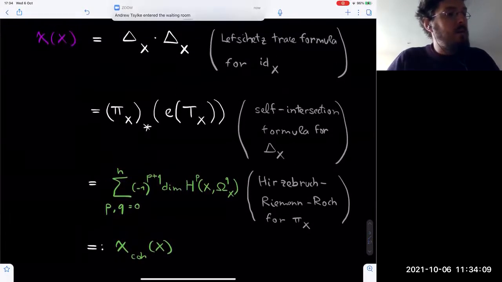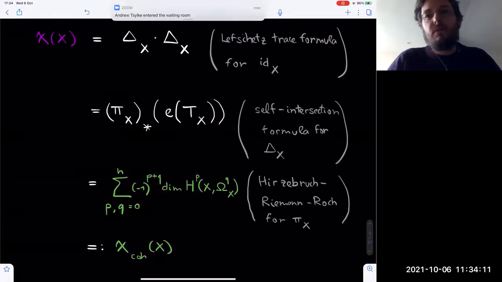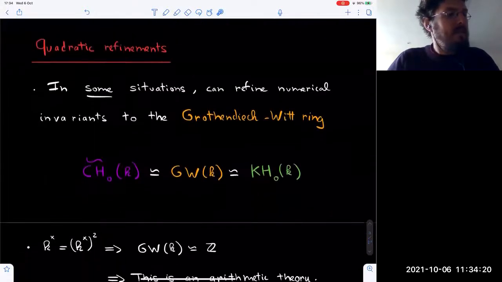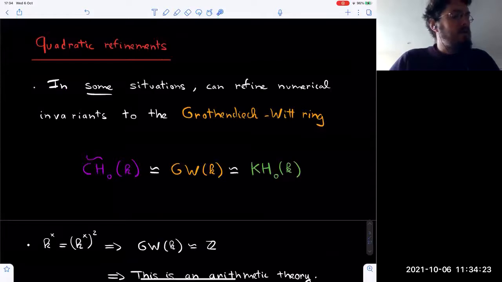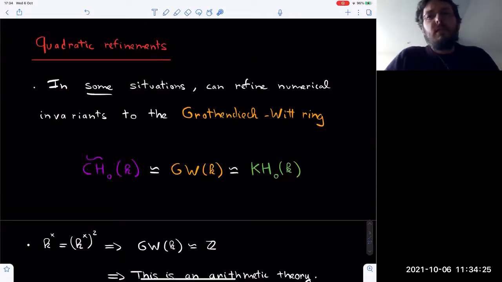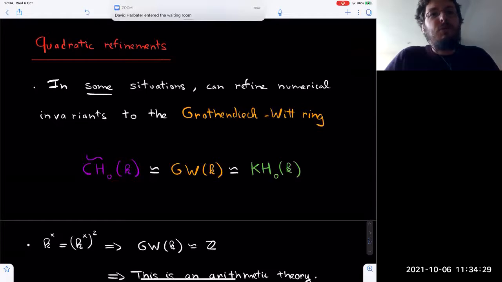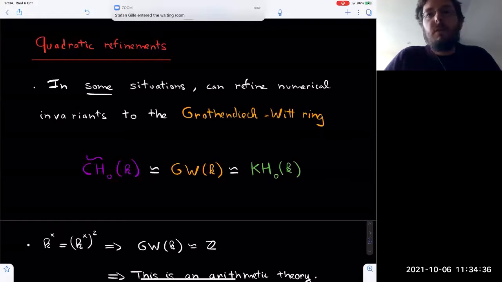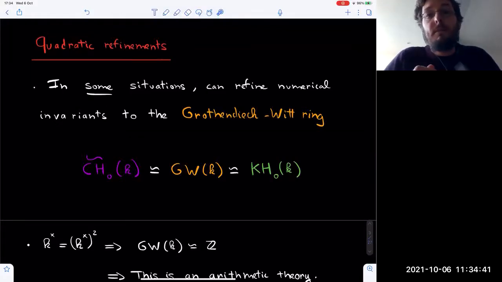And one of the key results that we will use later in the talk will be a quadratic refinement of this result, which is due to Levine and Raksit. So the question is, given these numerical invariants, can we refine them to a quadratic setting? And this means to lift them to the Grothendieck-Witt ring of the base field along the rank map.